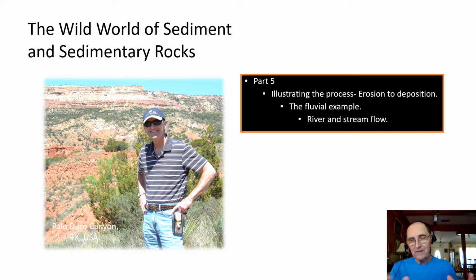This is part 5, so you should have already gone through parts 1, 2, 3, and 4. In part 5, we're going to illustrate the process all the way from erosion to deposition. But we're going to use one example, the fluvial example. In other words, river and stream flow.